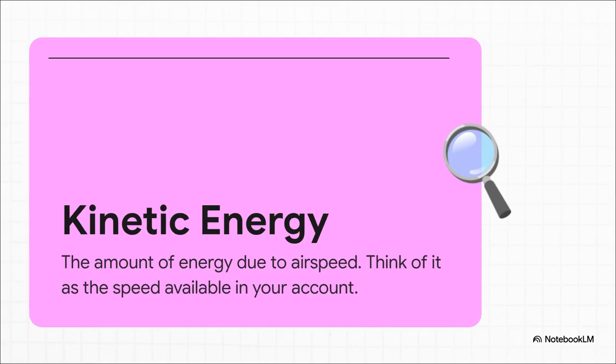The second account is its kinetic energy. This is the energy of motion, which for an airplane means its airspeed. The faster you're going, the more kinetic energy you've got. This is like your checking account. It's the speed you have ready to spend right now.